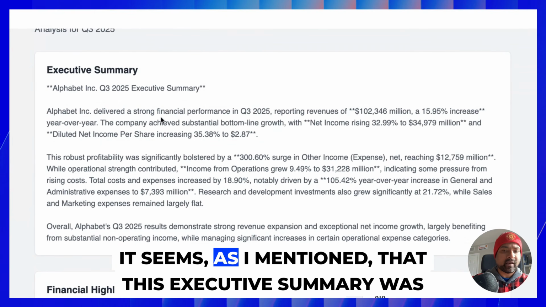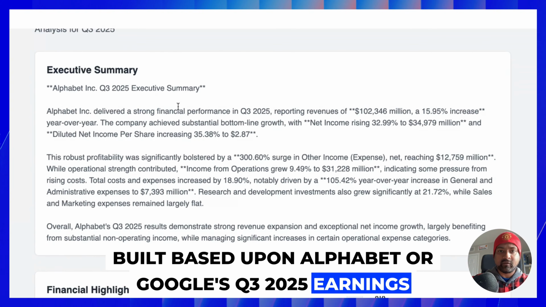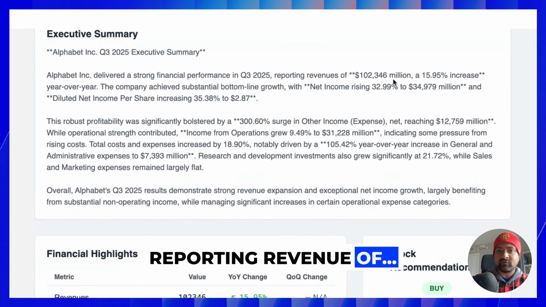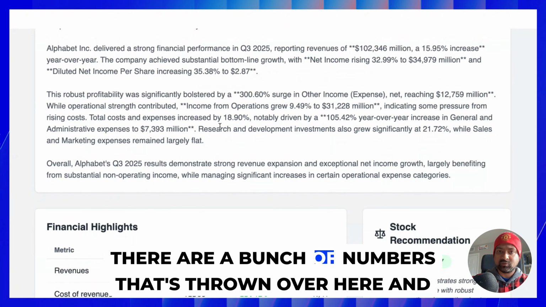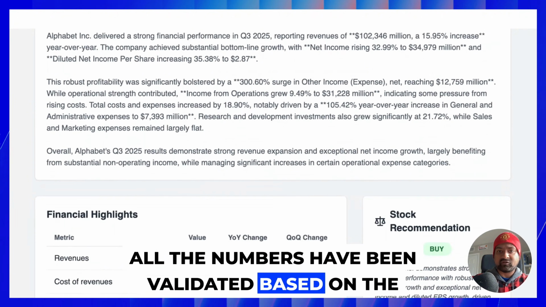It seems, as I mentioned, that this executive summary was built based upon Alphabet or Google's Q3 2025 earnings results. Alphabet delivered a strong financial performance, reporting revenue of this, and so on and so forth. There are a bunch of numbers thrown over here, and all the numbers were validated based on the earnings report.